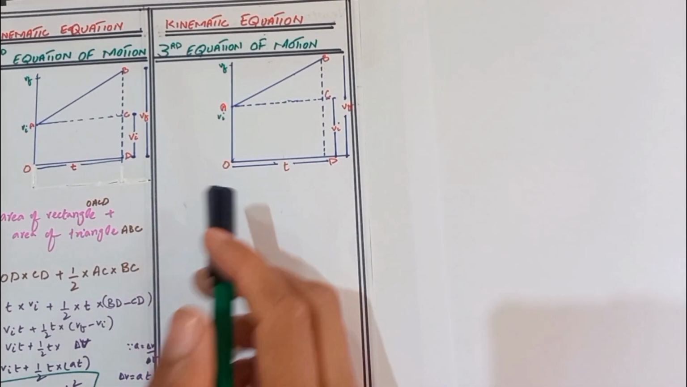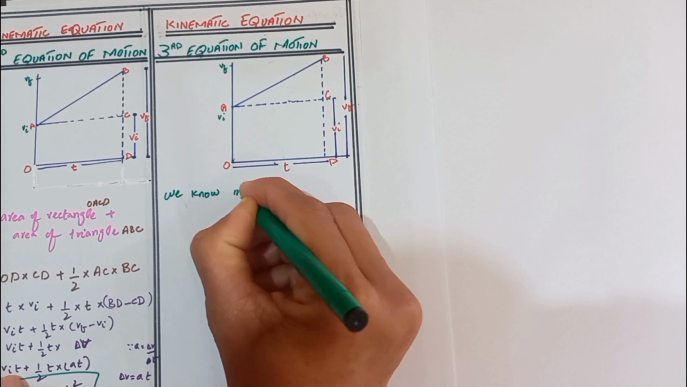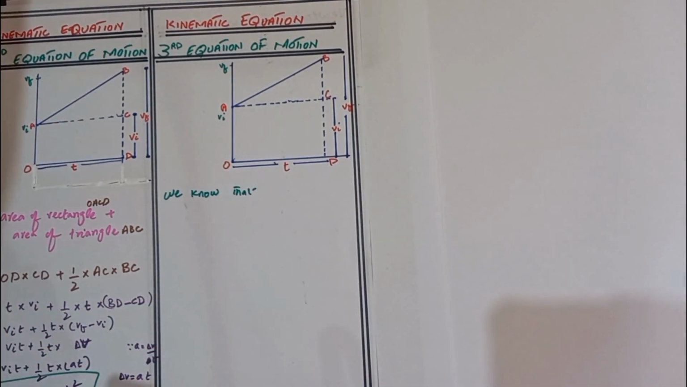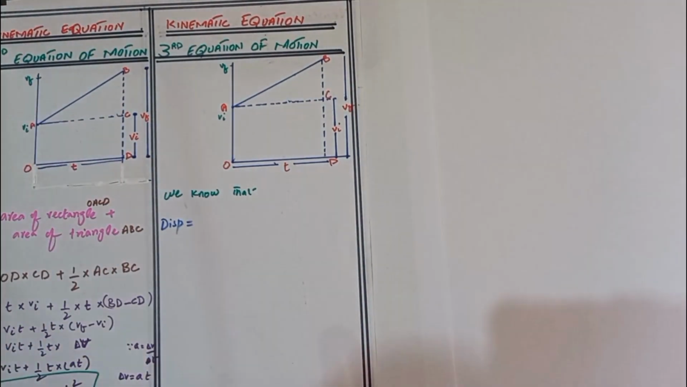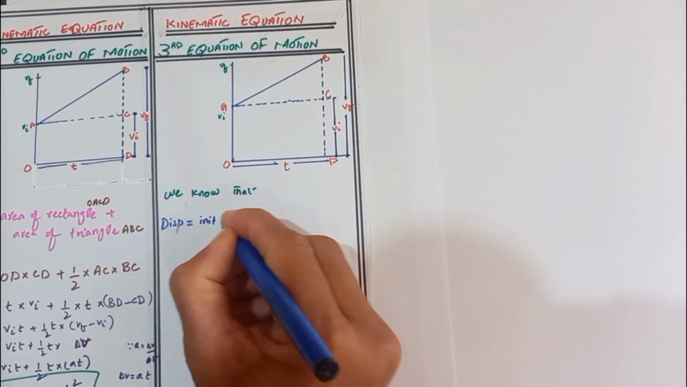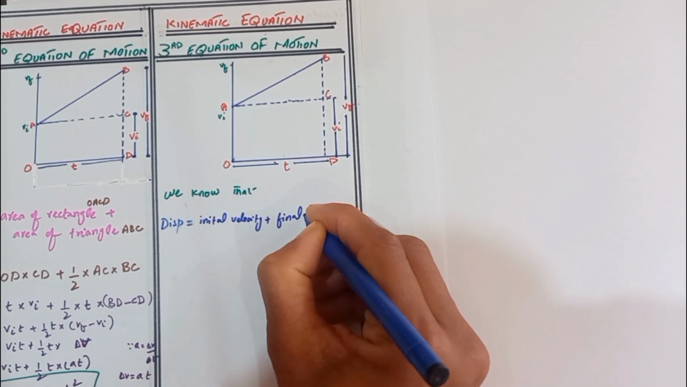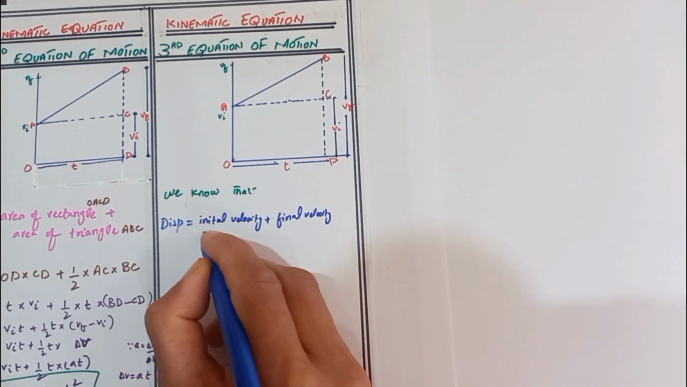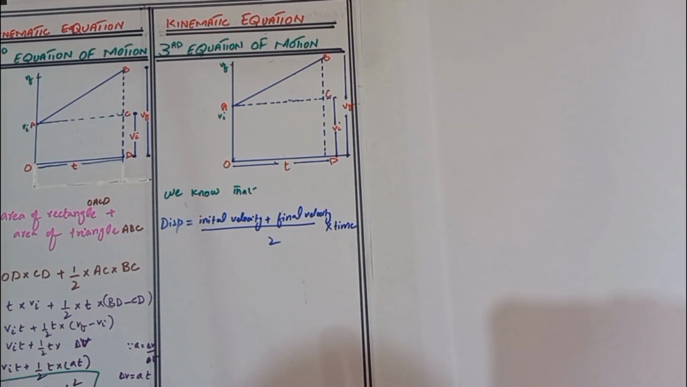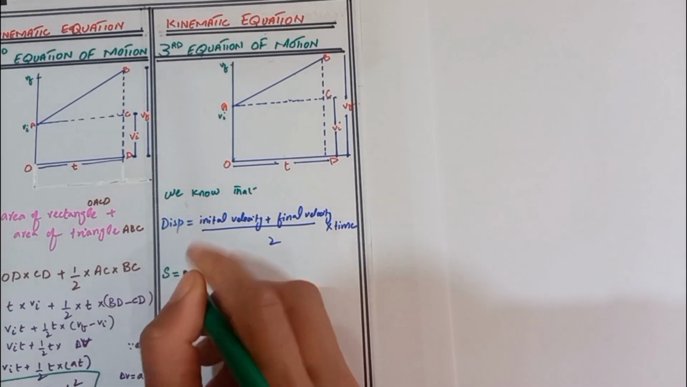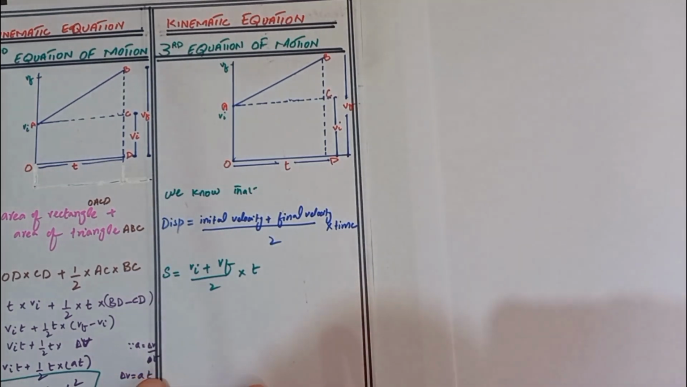Now we prove the third equation of motion. We know that the displacement can be found from this graph as initial velocity plus final velocity over 2, into time t. So displacement can be represented as initial velocity Vi plus final velocity Vf, over 2, times t.